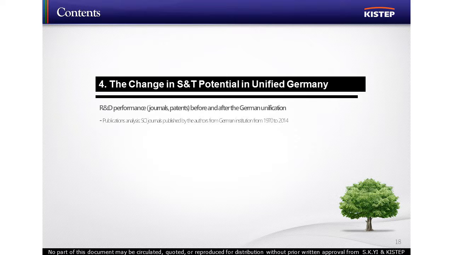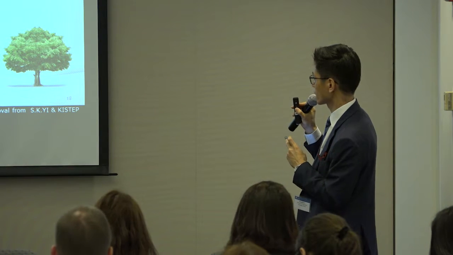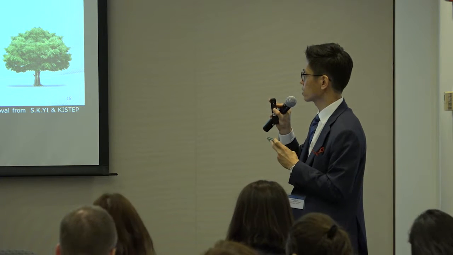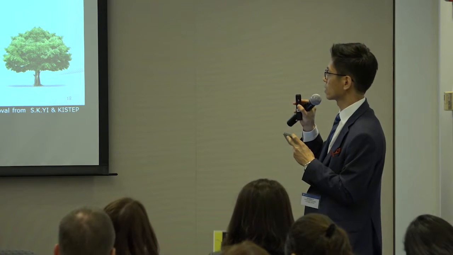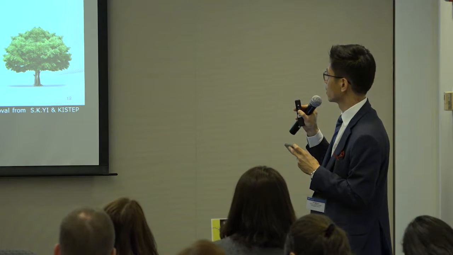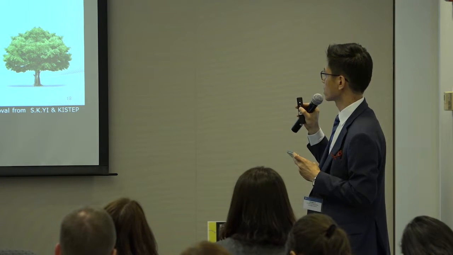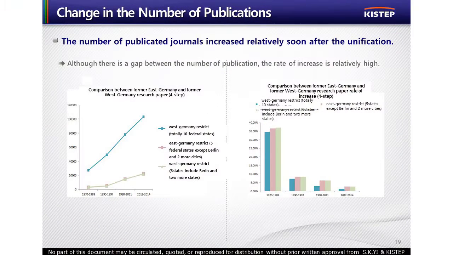The fourth chapter is about the change of research and development performance in the region of East Germany after unification. We analyzed the publication papers in SCI journals from 1970 to 2014. The number of published journals increased relatively soon after the unification. Also, there is a gap between the numbers of publications. The rate of increase is relatively high.